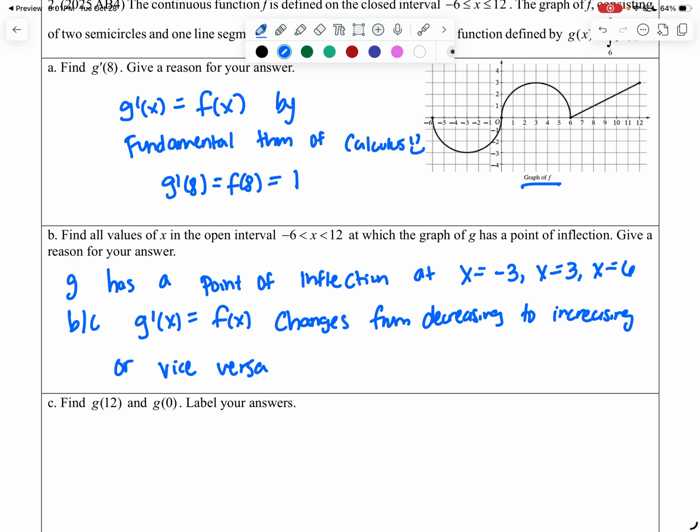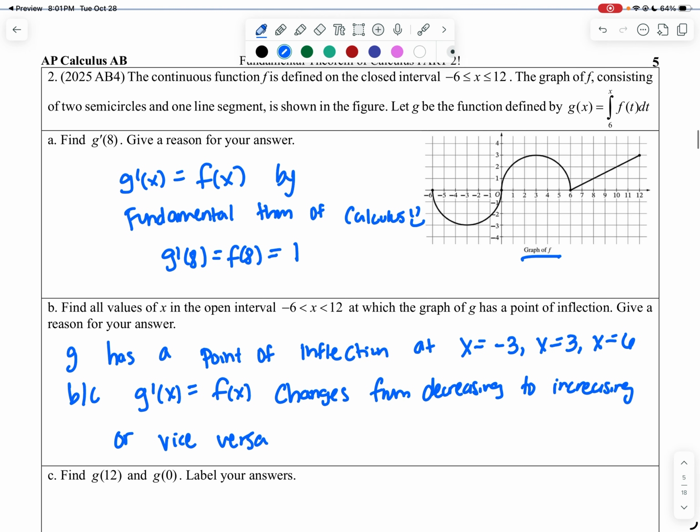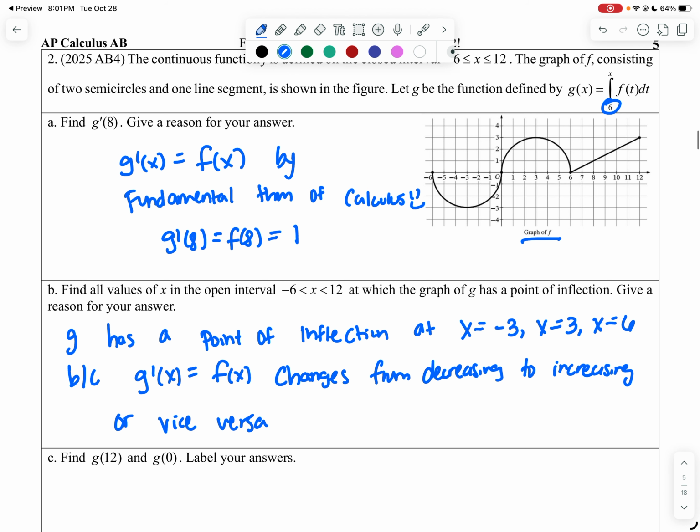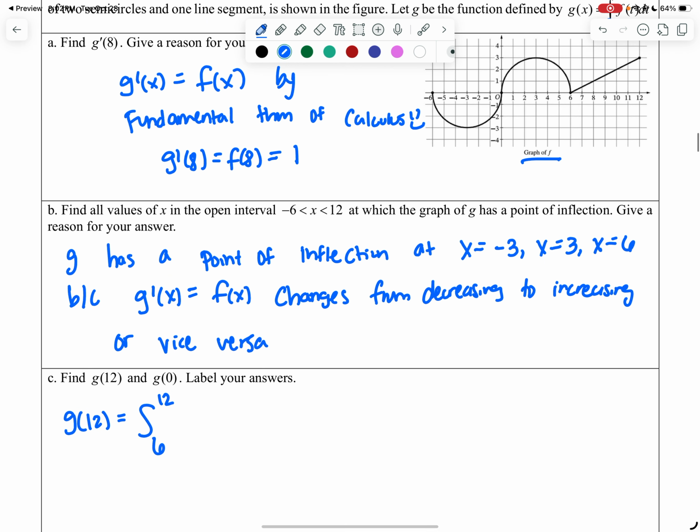For part C, we want to find g of 12 and g of 0, and we want to label our answers. Notice how we are starting at 6 as my lower bound. So to find g of 12, that's very easy for us, because that's going to be the integral from 6 to 12 of f of t dt. And that right there is just a triangle with a length of 6 and a height of 3, which gives us 9.